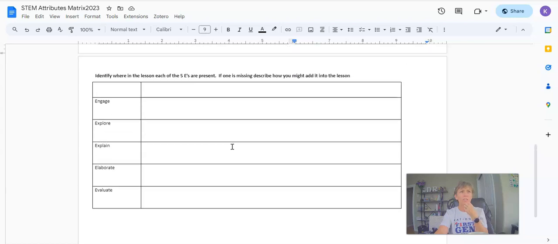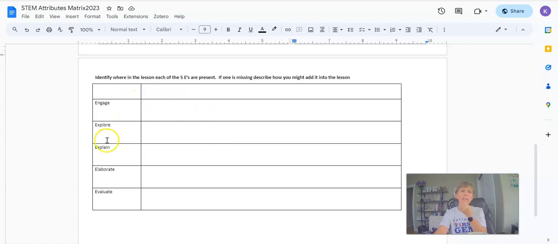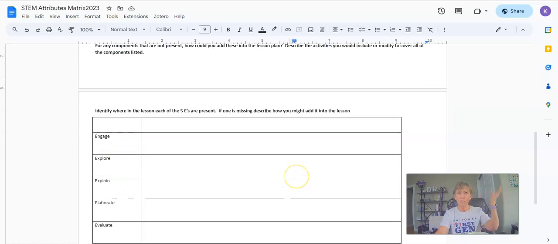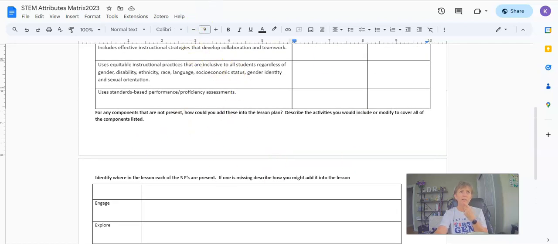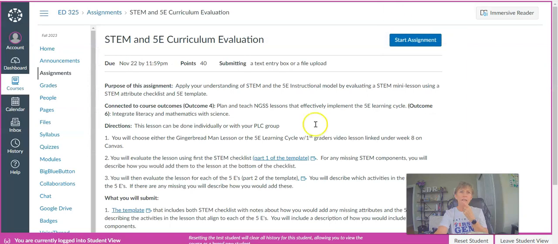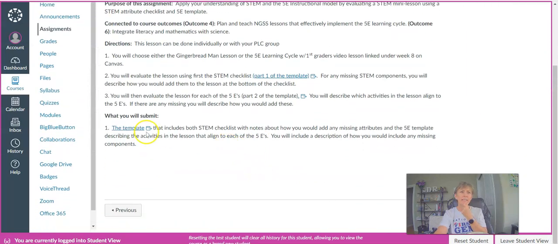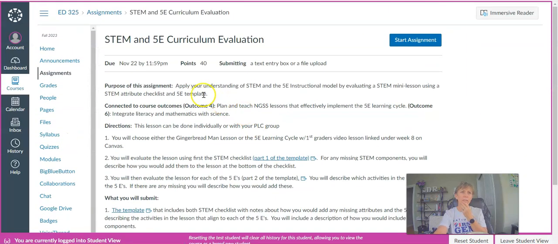The second part is you're going to go back and evaluate the lesson for engage, explore, explain, elaborate, and evaluate. So again, taking all of these things we've been talking about and learning about all term, you're going to use that information to evaluate one of these 2 lessons. And this is what you will submit on Canvas as your assignment. So that is the lesson. That's the template. It's linked here a couple of times. And that's what you'll be turning in by November 22nd.